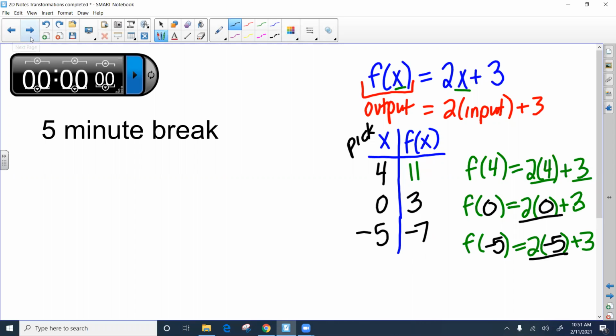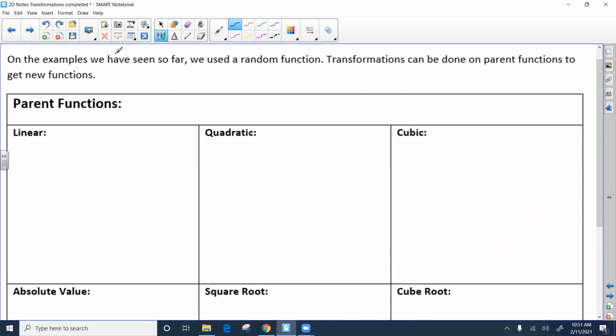now let's go ahead and continue with these notes. So we're still in the 2D. We're on the second page, the front of the second page. It looks like this. So on the examples we've seen so far, we've just used random functions. However, in algebra, most of our transformations can be done on parent functions to get new functions. So that's what we're going to fill in here is all these parent functions. And all of these parent functions, we're going to have to know the coordinate points on them or be able to find the points as well as what the shape of the graph looks like.